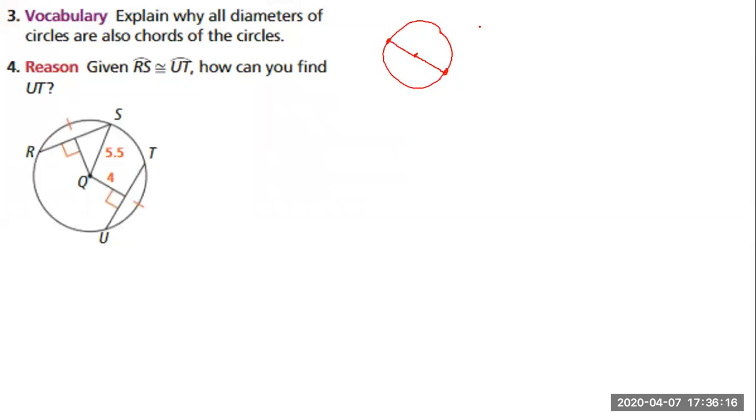So we could say, why are diameters also chords? Because a diameter must have endpoints on a circle.